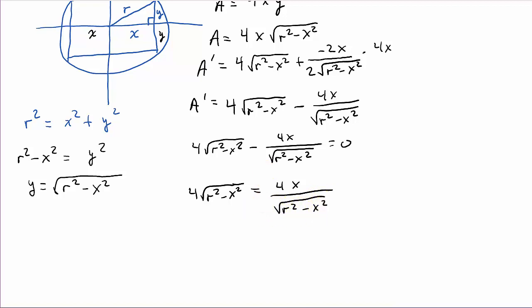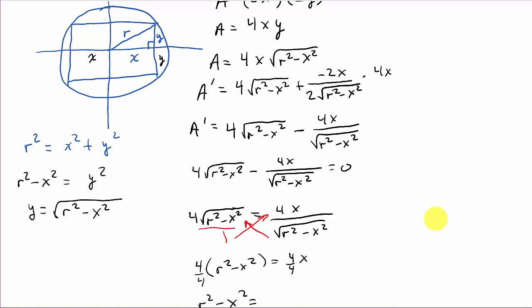All right, so to solve this, we can look at this as being over 1, and we can cross multiply. So that's going to give me 4 times r squared minus x squared equals 4x. And you can see here the 4s cancel. Those go out, so I get r squared minus x squared equals, wait a minute. The 2s cancel.